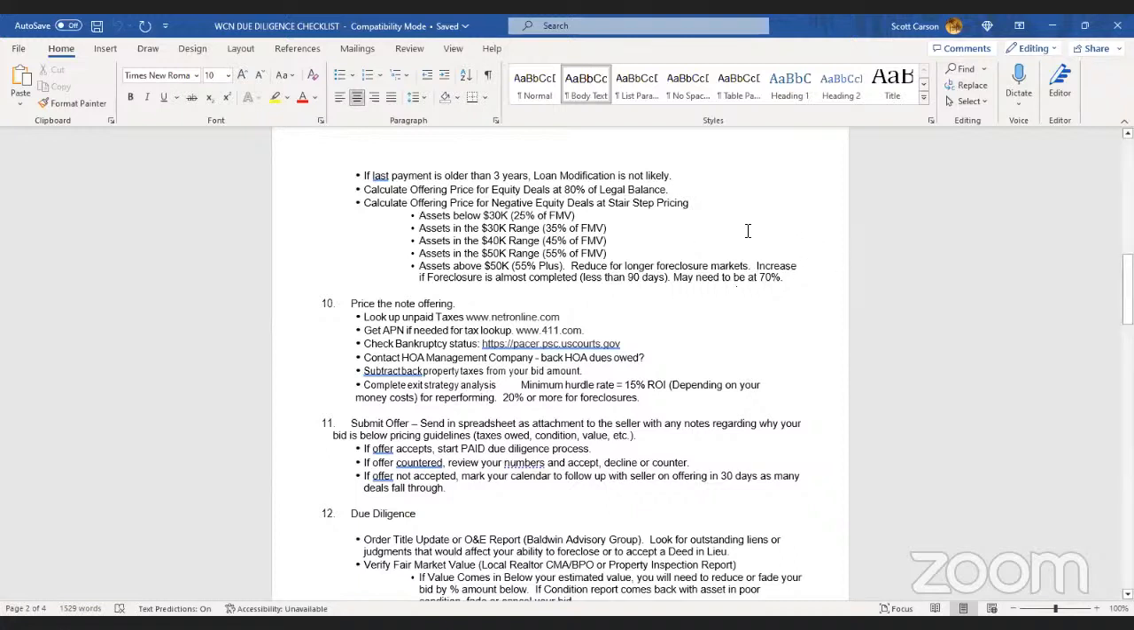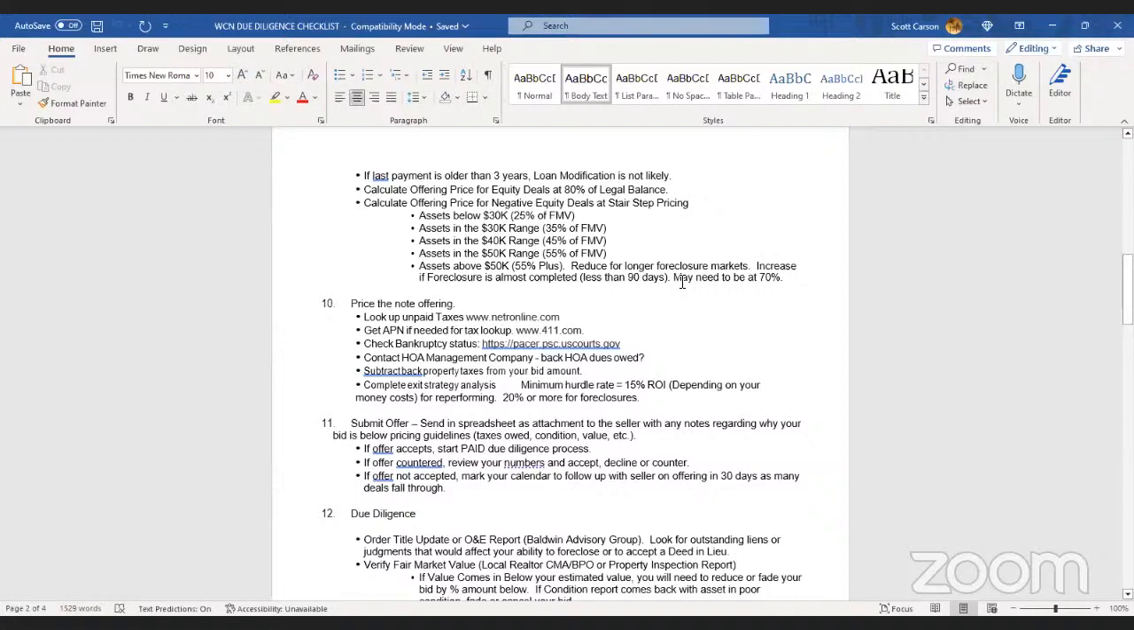Okay. If they've got negative equity deals, here's your rough stair-step pricing. Figure anything at $30,000 or below, the max you would pay is 25% of the fair market value. If it's in the 30K range, 35%, 40K range, multiply times 45%, 50K range, 55% of value. Anything really above 50,000, the seller is going to, especially if you're buying individually, want you to probably pay 55% plus, 60% plus. It depends on how much the profit is on the back end if you foreclose and you're only paying 60 cents of the dollar.